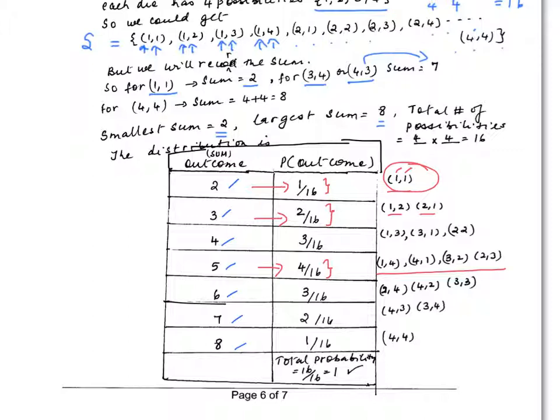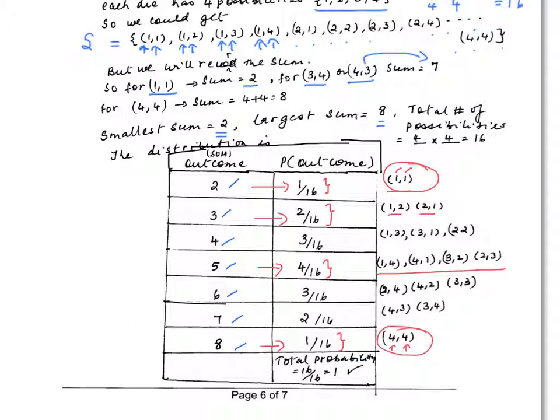And finally, let's just look at 8. What are the different ways in which we can get 8? We roll a 4 first and then a 4 on the next. So 4 plus 4 equals 8. There's only one way in which we can get a total of 8. So that's 1 out of 16 outcomes, which is our probability.